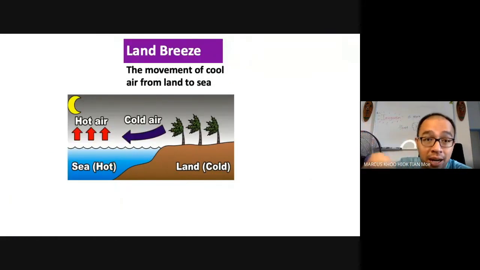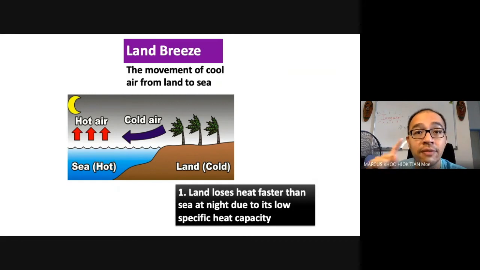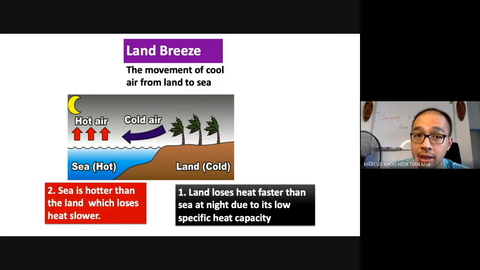The other one is land breeze. Land breeze is the other way. It is the movement of the cool air from the land to the sea. Because at night, what happens is the land loses heat faster. Smaller heat capacity, easy to absorb heat and easy to let go of the heat. So land loses heat faster than sea at night due to its low specific heat capacity. Sea is hotter than land.